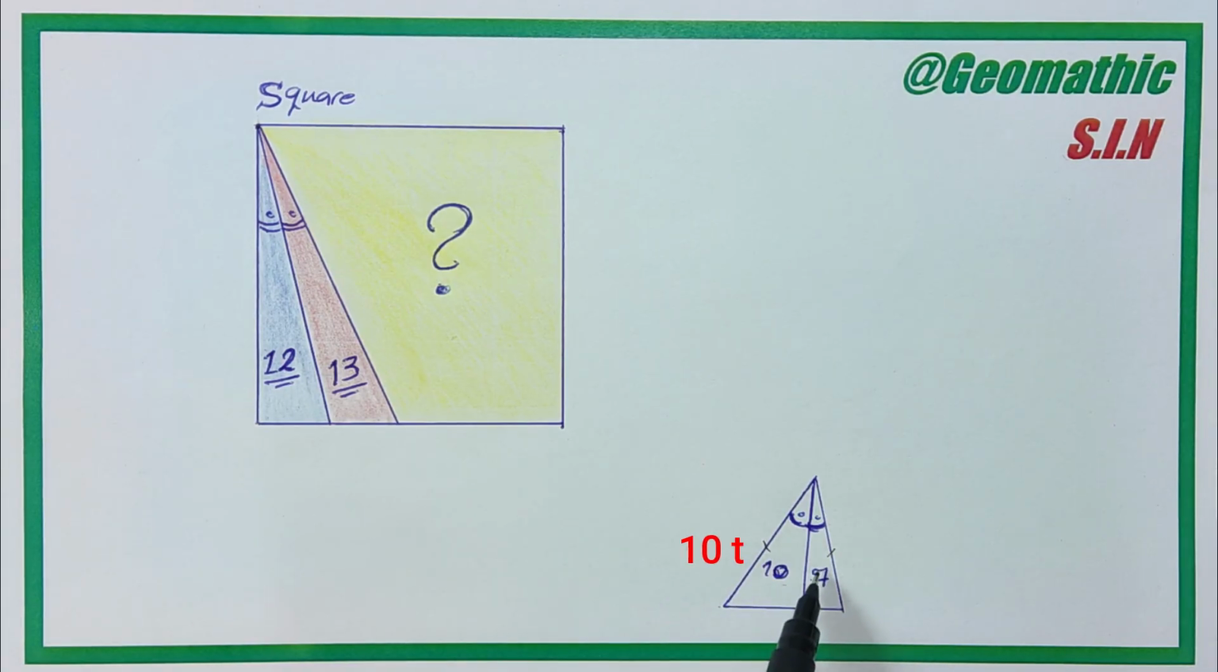And of course for this one, when this area is 7, the length of this side is a multiple of 7, like 7t, 7y, 7x. In other words, the area is proportional to the length of the adjacent side.